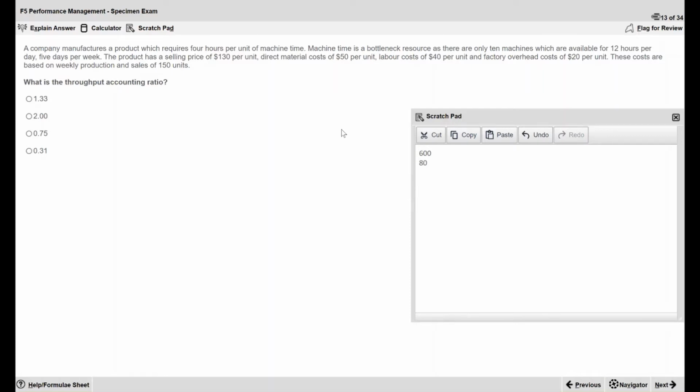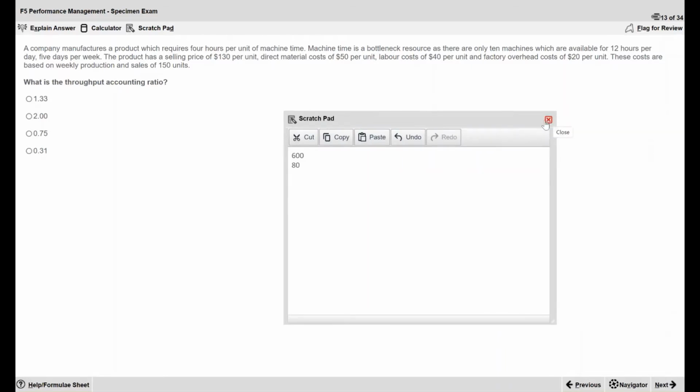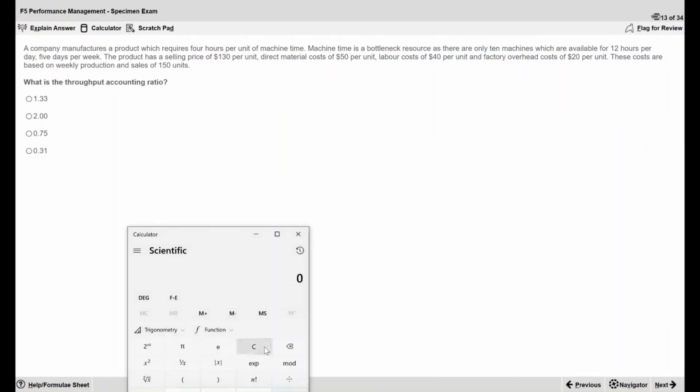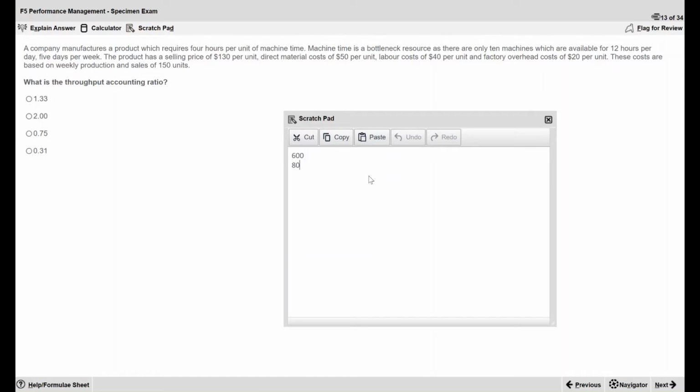Throughput contribution. Labor cost per unit, we don't care about that. And factory overheads are 20 per unit. These costs are based on weekly production and sales of 150. Okay. So we have 80 contribution divided by 4 hours, because we require 4 hours per unit, which gives us 20. So let's write that 20 TP per limiting factor. We have to find factory cost per limiting factor as well.